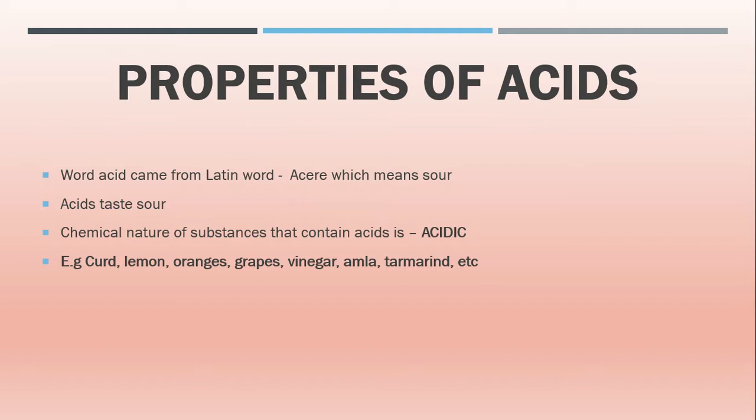For example, I told you that these acids are present in our day-to-day life. We even consume these acids, like curd and lemon, but we didn't know the reason behind their sourness. The reason behind their sourness is the acid present in it. And as I told you, acid turns blue litmus to red. I'm going to discuss what litmus is in today's topic.